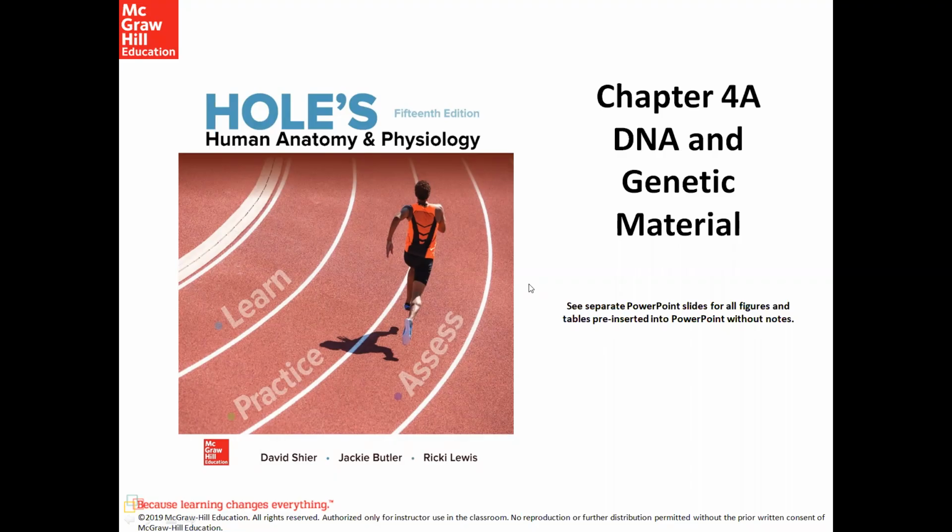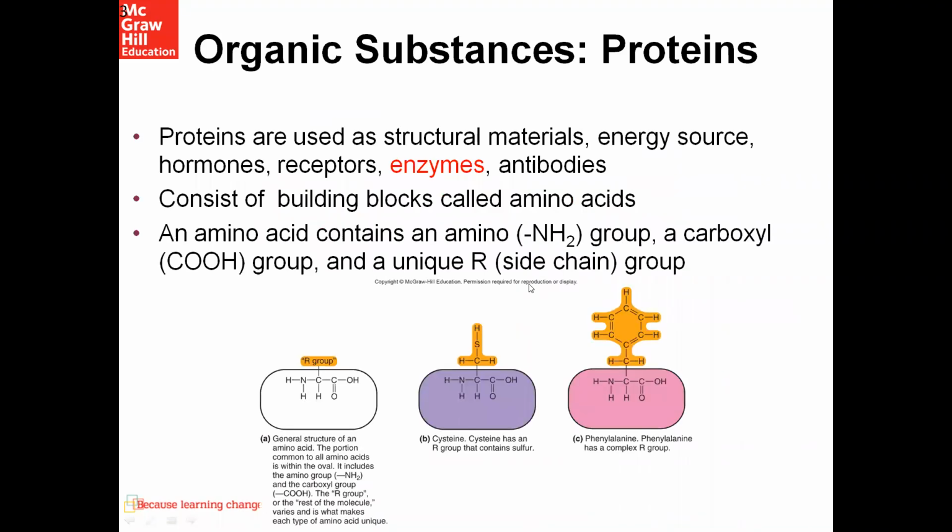So today what we're going to do is talk about DNA and genetic material. First of all, we're going to do a little bit of review. When we think about this review, I want to think back to chemistry and how we talked about those organic macromolecules. We talked about proteins, for instance. They are organic substances, meaning that they contain carbon and hydrogen.